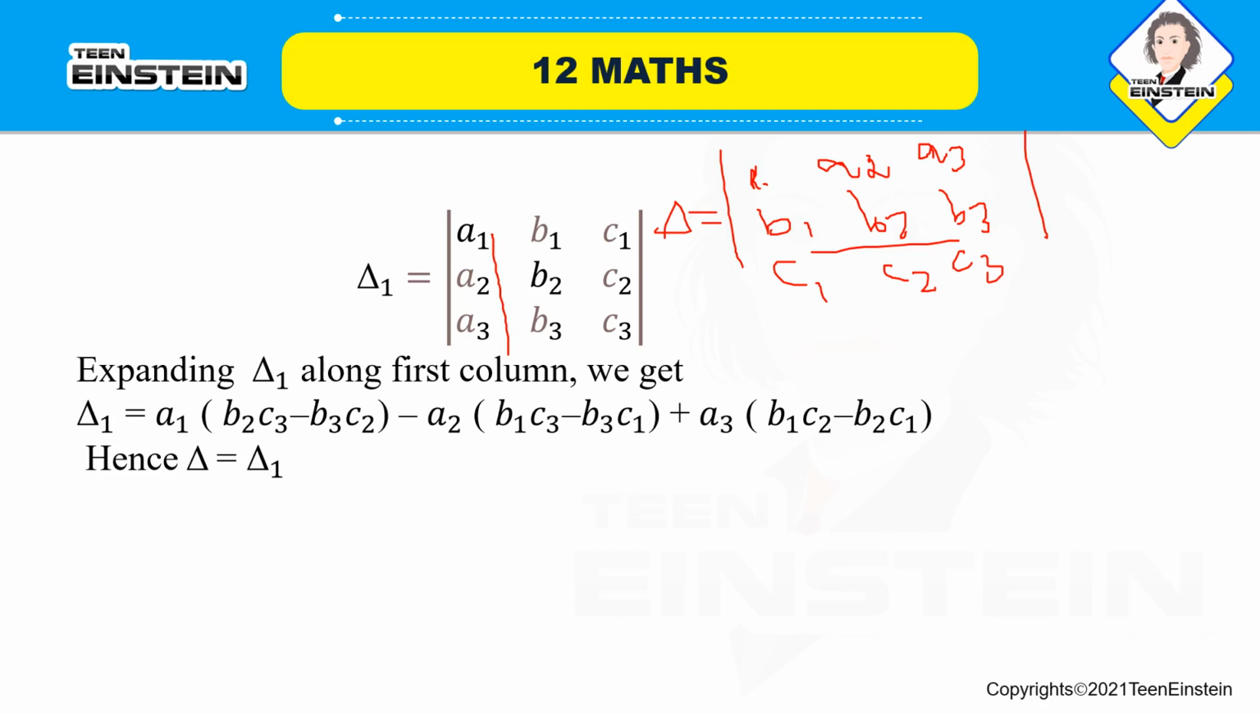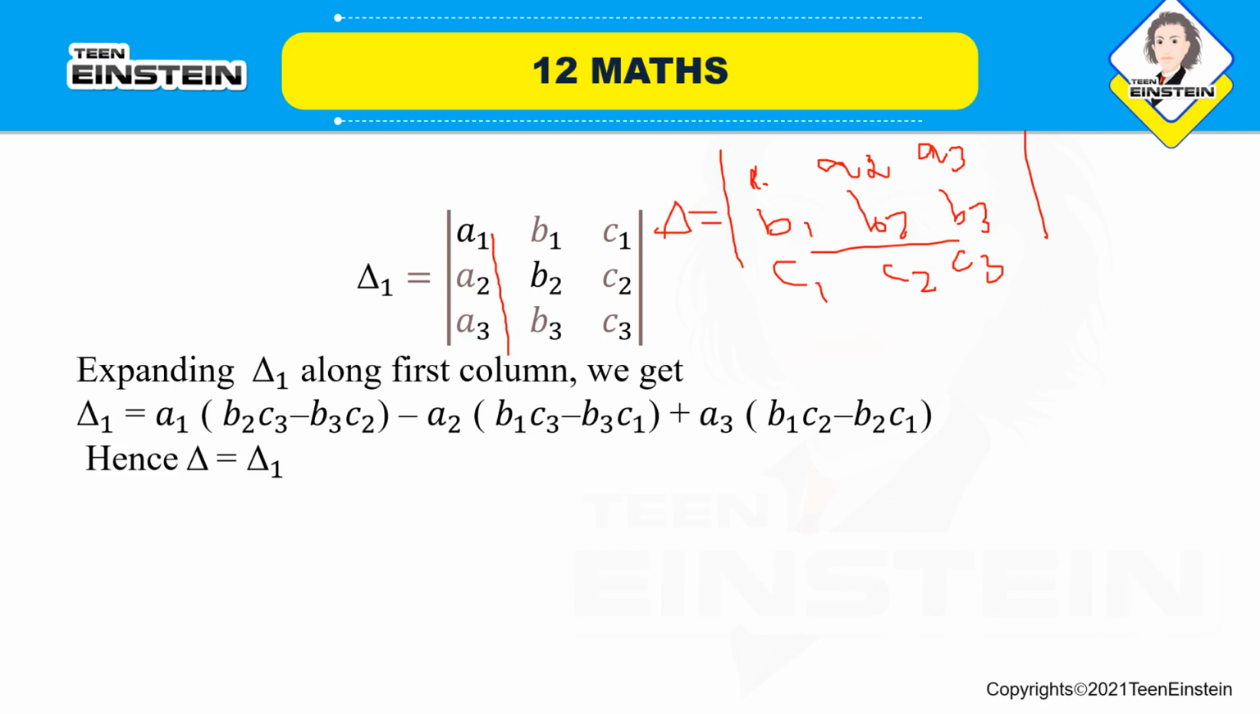So here the rows and columns are interchanged. We have interchanged the rows and columns of delta, so we are getting the new determinant delta 1. What is delta 1? It is the determinant A1 B1 C1, A2 B2 C2, A3 B3 C3.